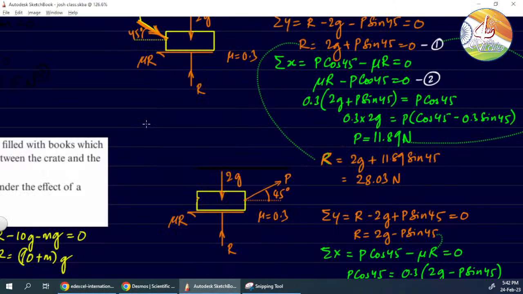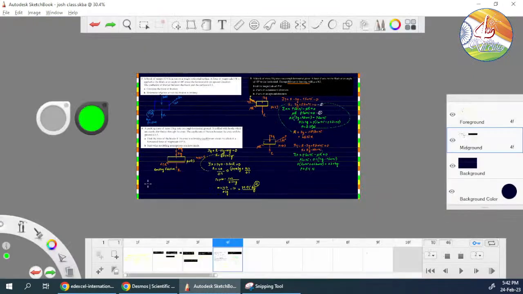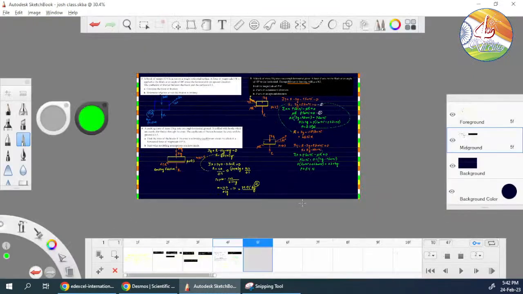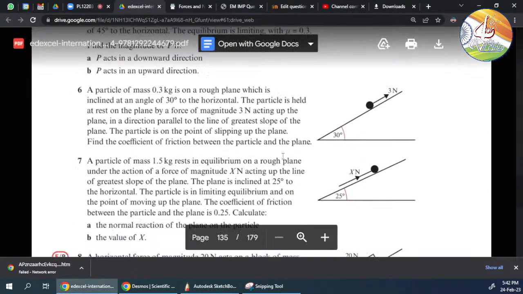Which problem was this? Fifth one is over, right? Next, we have to take the sixth one.